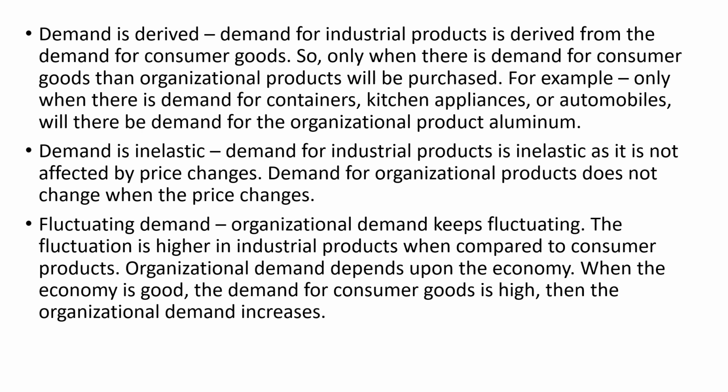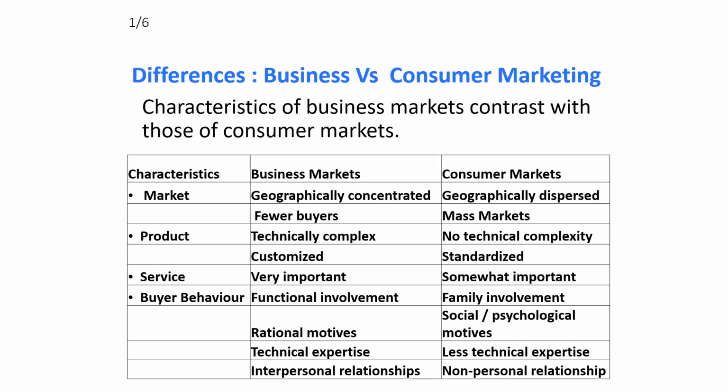It is inelastic and the demand is fluctuating. That means it's always going up and down, again compared to consumer products. So when the economy is doing good, there will be more demand for consumer products, so at that time there will be more demand for organizational products. But if the economy is not doing good, then the demand for consumer products will fall, and that will also bring down the demand for organizational products. So that is why organizational demand is always fluctuating. It is going up and down according to the economic conditions of that particular country.